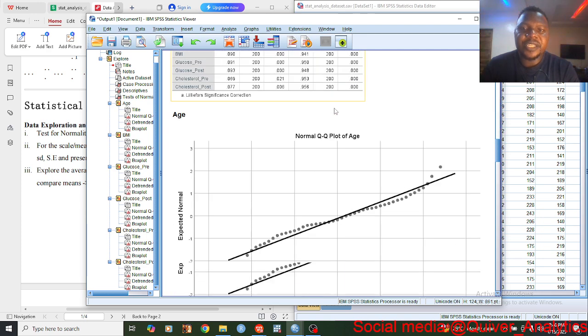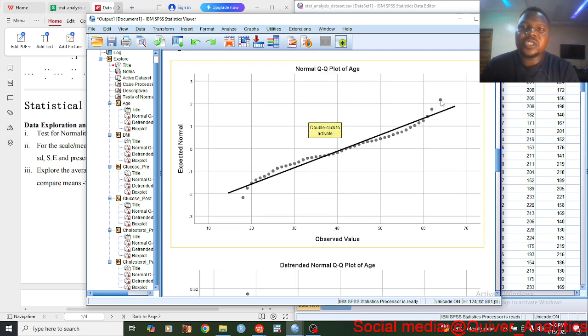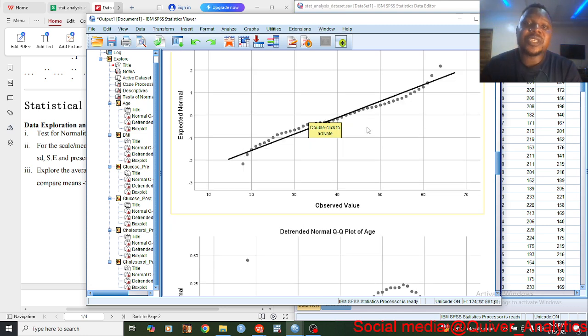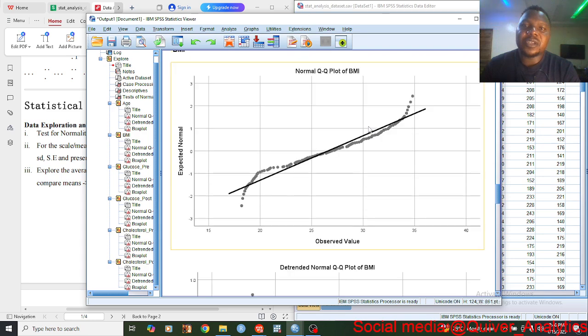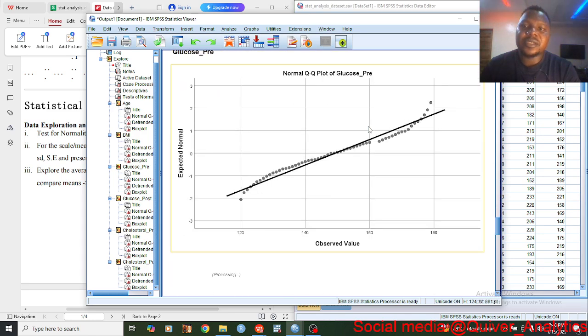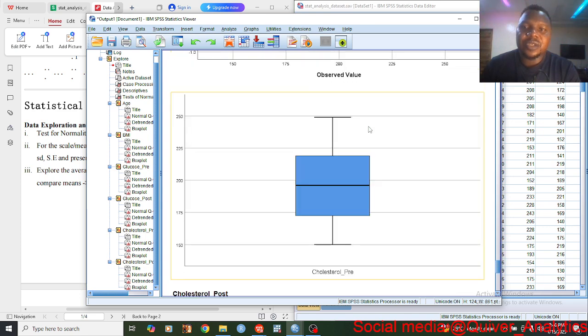Let's go check the plots. These are QQ plots. The more the observations surround the diagonal, the better we say it is normally distributed. So this is fine.